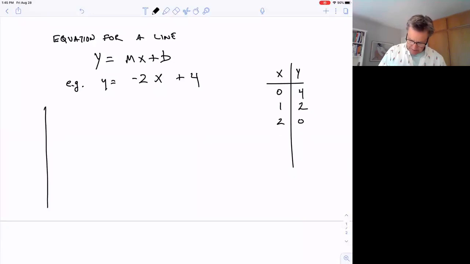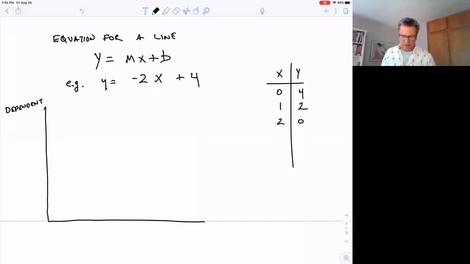Now to plot this, by convention, we put the dependent variable on the vertical axis and the independent variable on the horizontal axis. Now in this case, y is the dependent variable because it depends on x. X is the independent variable. We pick any x we want, and then y depends on whatever we picked for x.